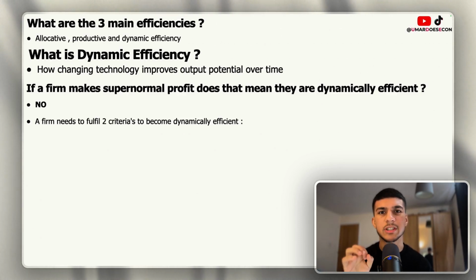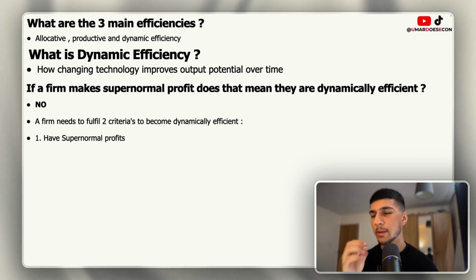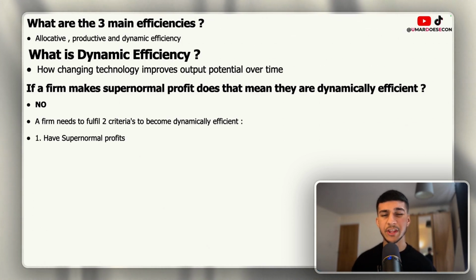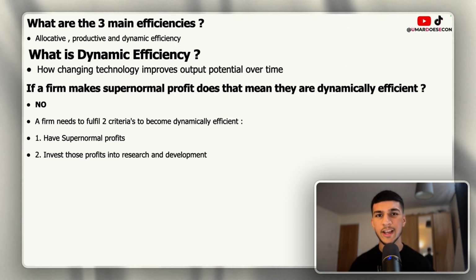Now, this is wrong because a firm needs to fulfill two criteria to become dynamically efficient. Number one is the simple thing. They must have supernormal profits, so they have the ability to invest into research and development. But secondly, the one a lot of students forget about is they have to actively make the decision, they have to use their discretion to invest those supernormal profits into research and development.